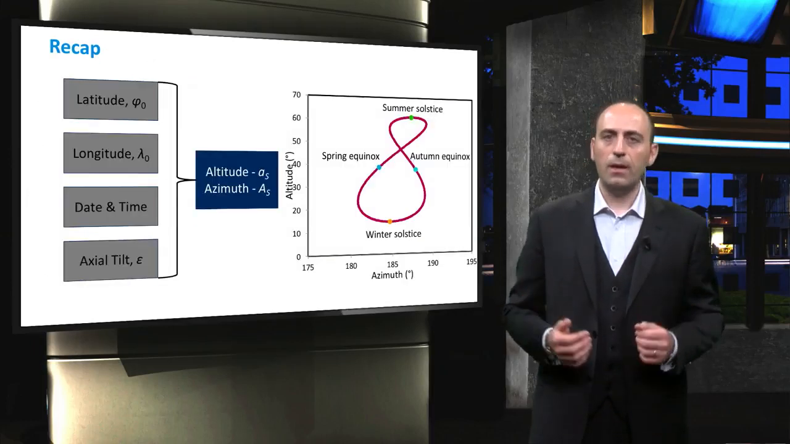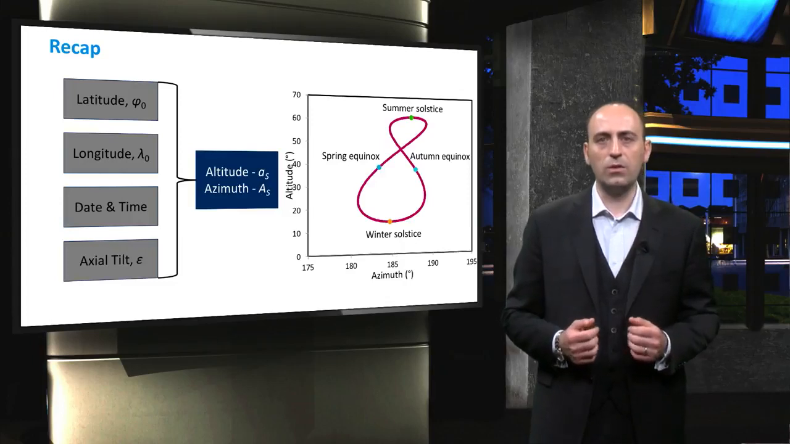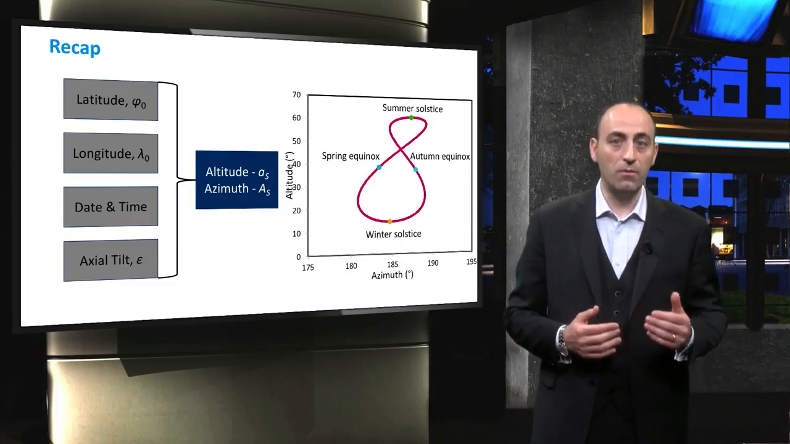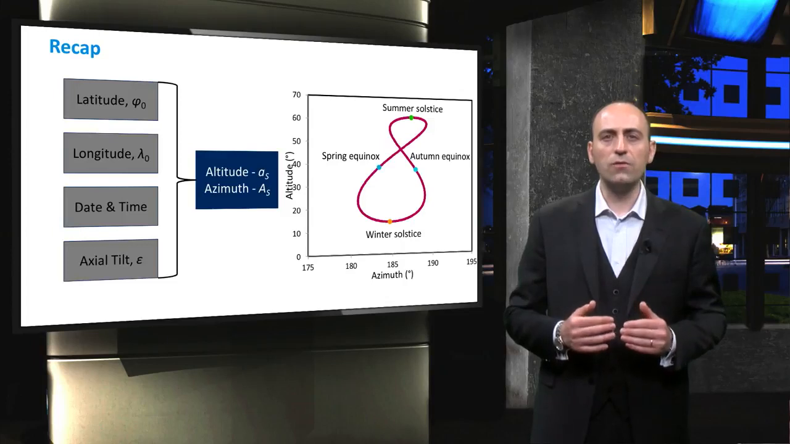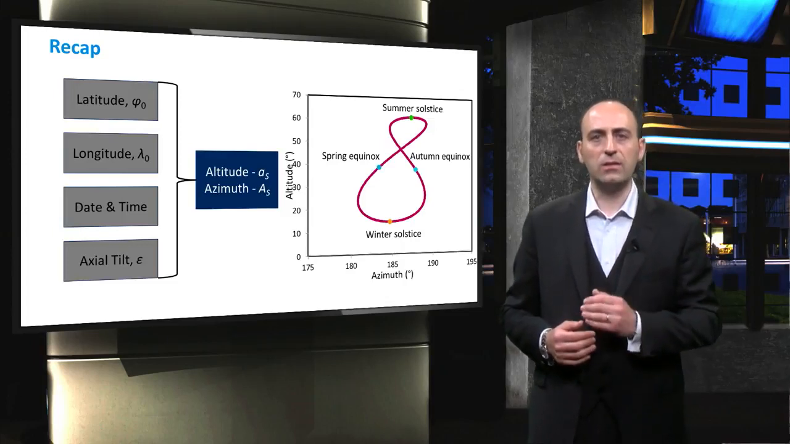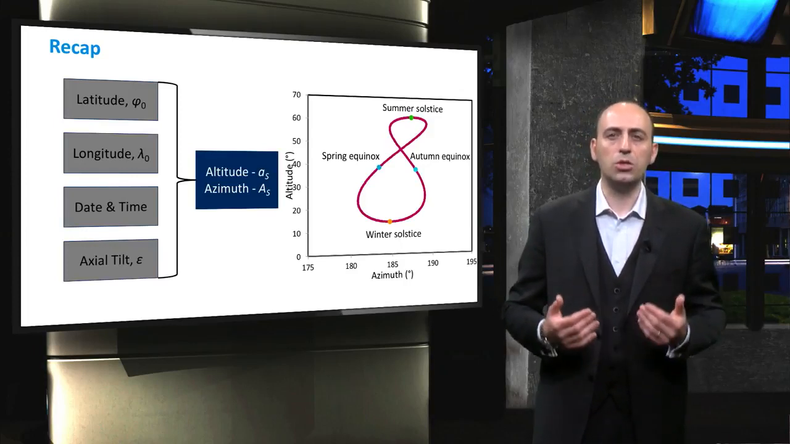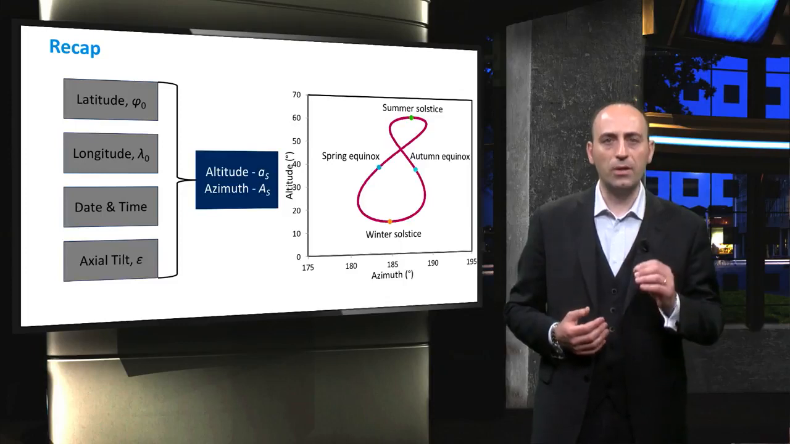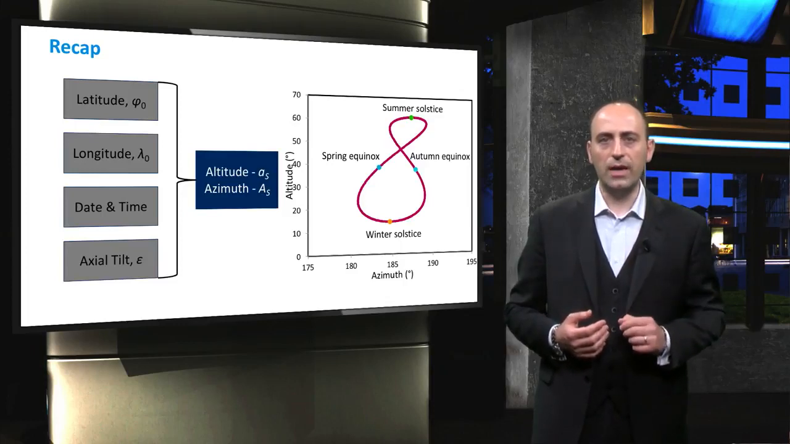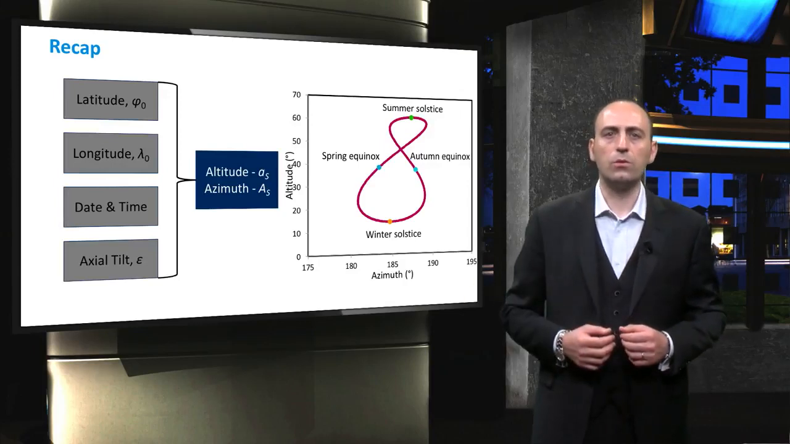To recap, in this lecture we have seen how to calculate the solar altitude and azimuth as seen from an observer, the PV module in our case, starting from the coordinates of the location, the date, the time, and the axial tilt angle. Then we use the sun coordinates to see the position of the sun in the sky at a particular hour, noon in this case, for the whole year, and the output is this 8-shaped curve called analemma.